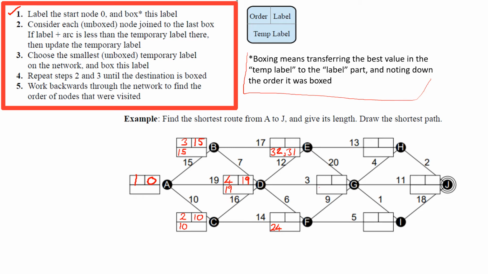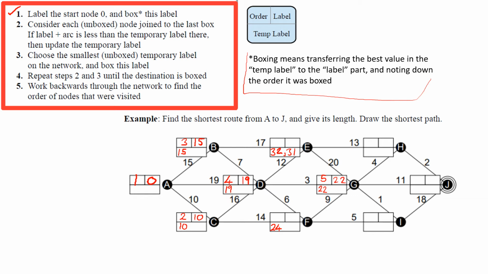For G, that's going to be 22, 19 plus 3. And for F, 19 plus 6 is 25, so yeah, we can't quite update that. Step 3 again, we're going to box G this time, because 22 is the smallest number we got. And we're going to consider the arcs from G, so that means E, H, J, I, and F. All of those are unboxed, all of those are connected to G.